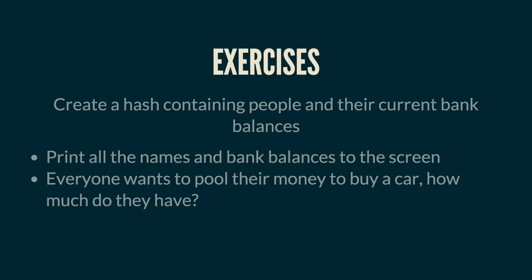To help you better understand hashes, I have two exercises for you. I'd like you to create a hash containing people's names as keys and their bank balances as values. Feel free to be imaginative here. I'd like you to print all the names and bank balances to the screen. But everyone wants to pool their money to buy a car. How much money do they have? I'll give you a hint. You can use the each pair value to sum up the values. Good luck, and as always, we'll go through a solution in the next video.